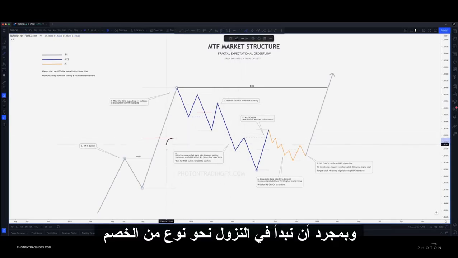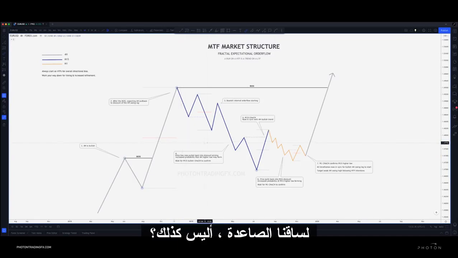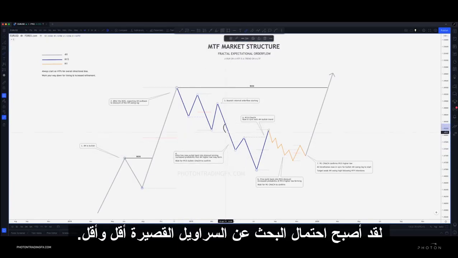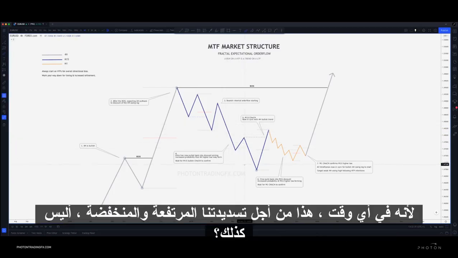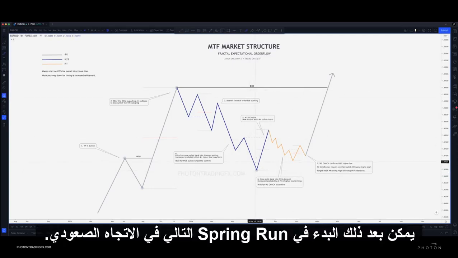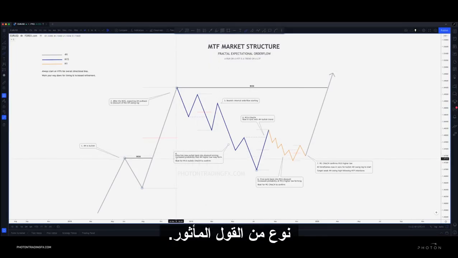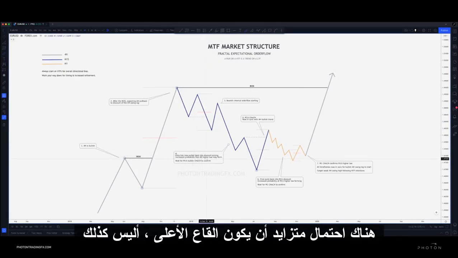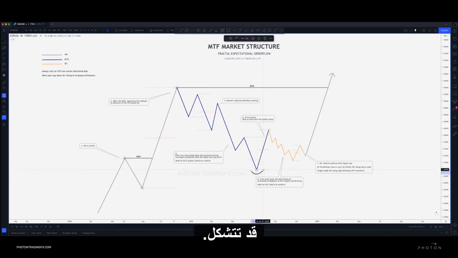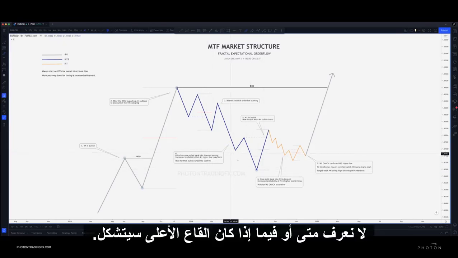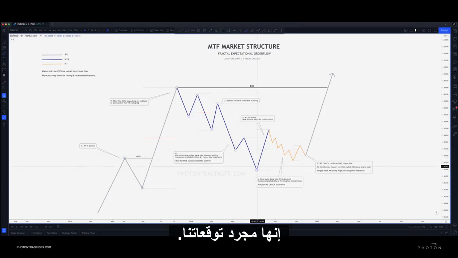And as soon as we start to get down towards the discount of the 4-hour bullish leg, it's becoming lower and lower probability to be looking for shorts, because at any point in time, that 4-hour higher low could kick in, and we could then start that next swing run to the upside. So when price has now pulled back into the discount pricing, there's an increased probability that the 4-hour higher low may form. Now, we don't know when or if the 4-hour higher low will form. It's just our expectation, okay?